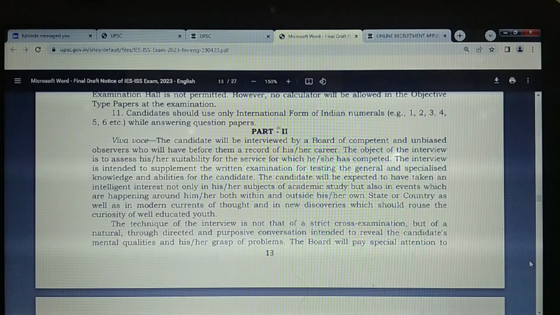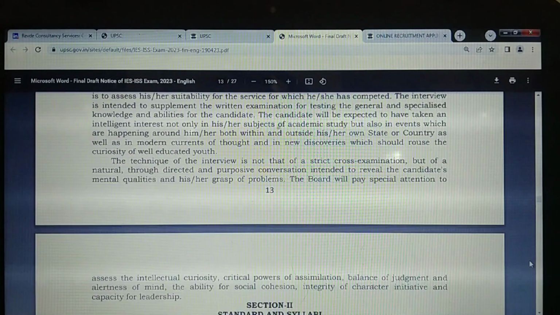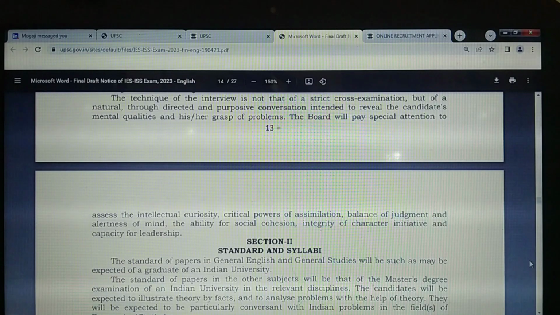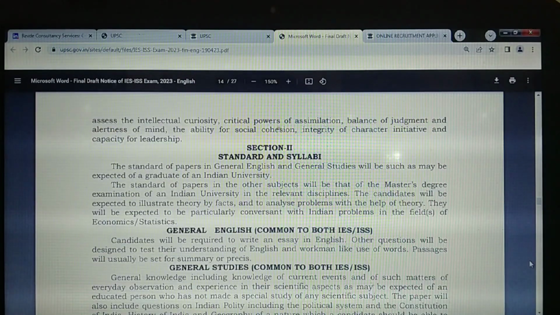Part 2 is the interview. Those who have qualified in Part 1 will be called for the interview. They must fulfill the eligibility conditions and give the interview, and then they are entitled to come in the final list.